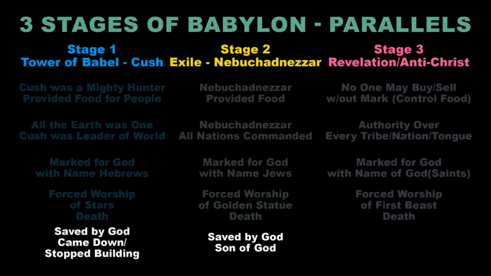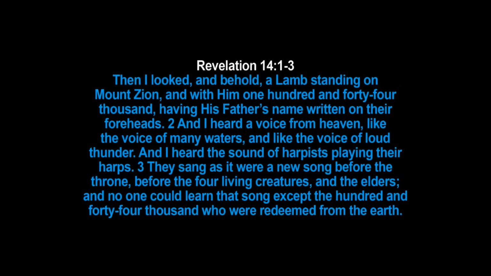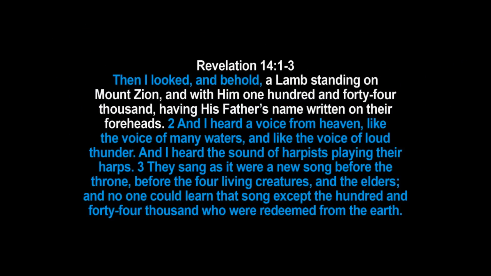And if Revelation 13 is about the 2 beasts, including the Antichrist, then we should find God's response in the next chapter 14. A lamb standing on Mount Zion, and with him 144,000, having his father's name written on their foreheads. Right after the people are forced to have the mark, God responds with the 144,000 having his father's name written on their forehead. Now, don't take this number literally.